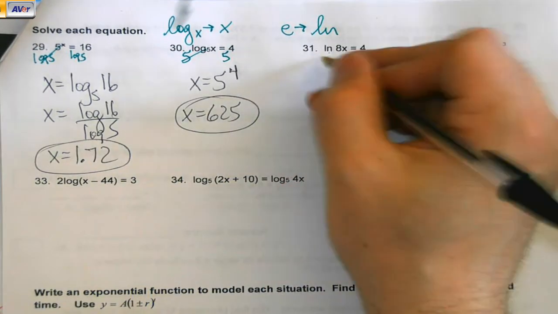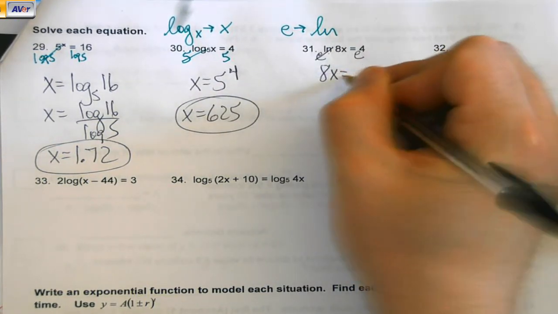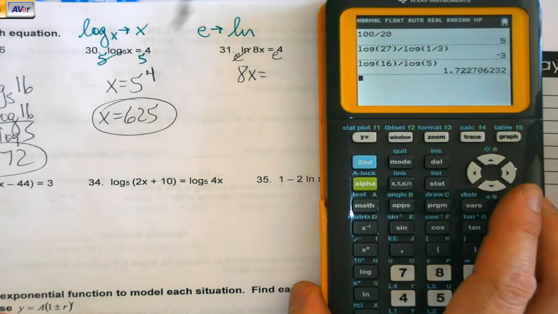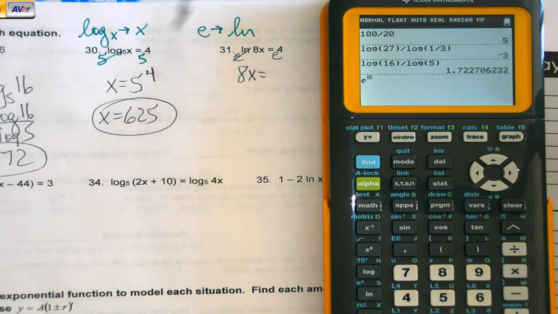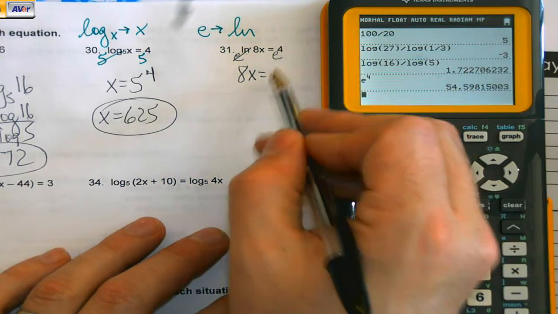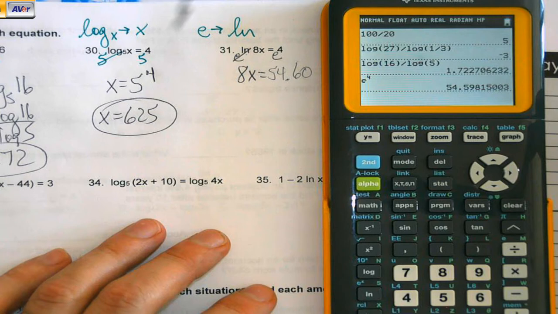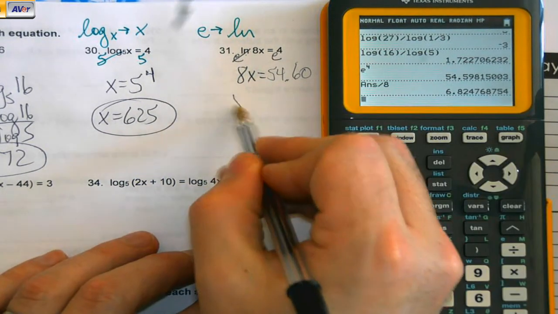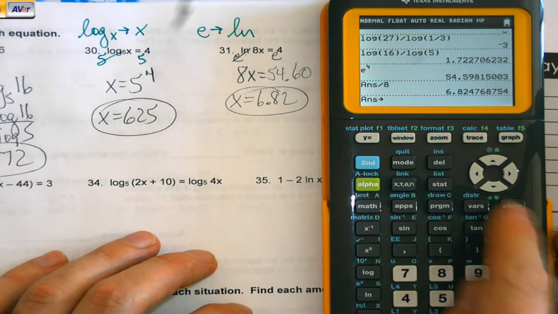Natural log. I use E. Now again, E on the calculator, it's been a while for some of you, is second in natural log, right next to the 4. Do my rounding there. And divide by 8. Decimals are A-OK in this section.